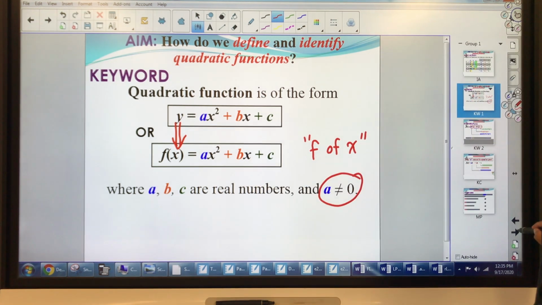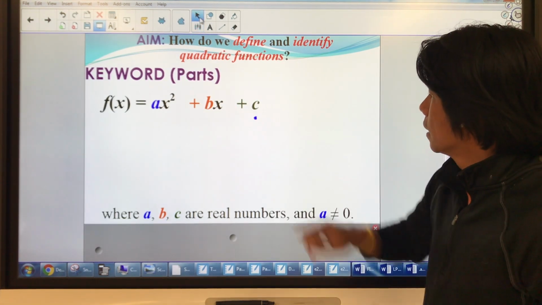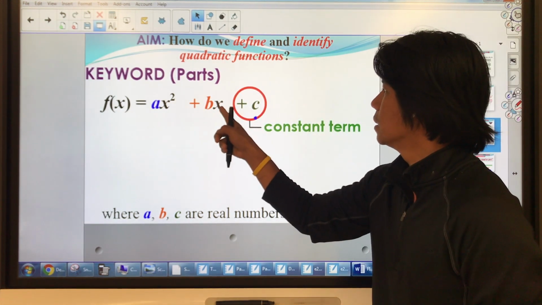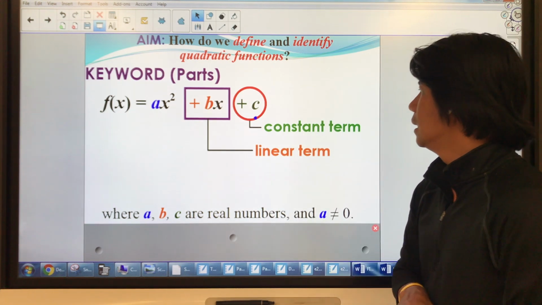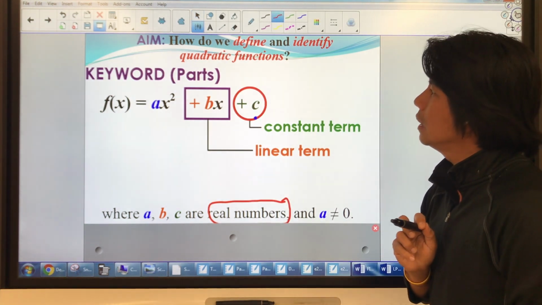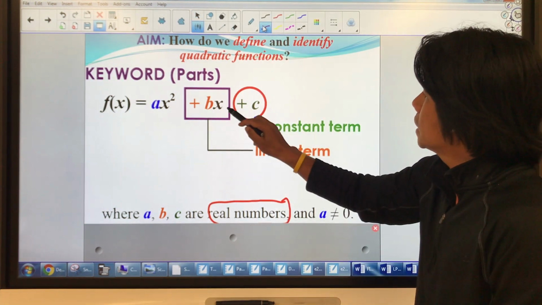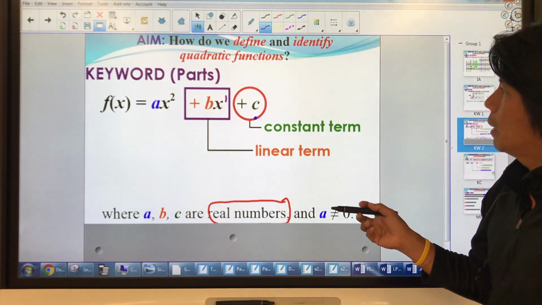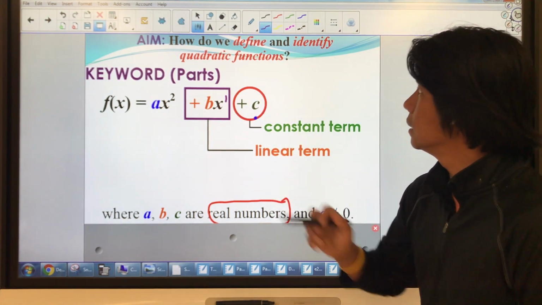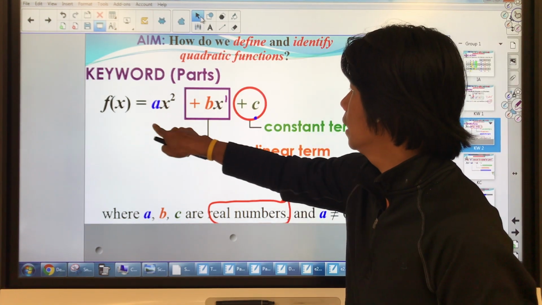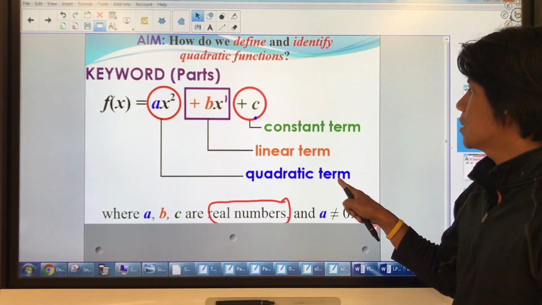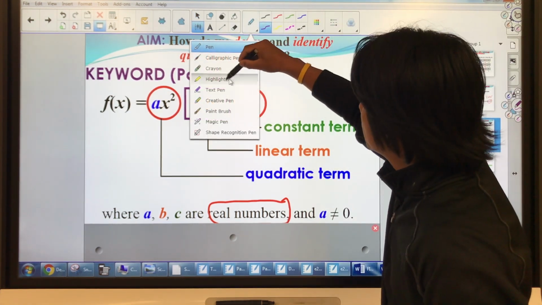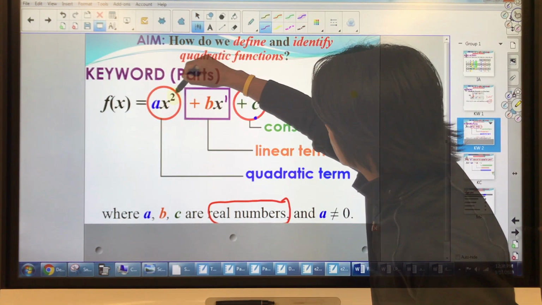So let's break it down a bit. This part is a constant term. How about this one? This is what you call the linear term. Why linear term? Because the exponent of the variable x is 1. How about the first term here? It's called the quadratic term. Why quadratic? Because the exponent of the variable is 2.